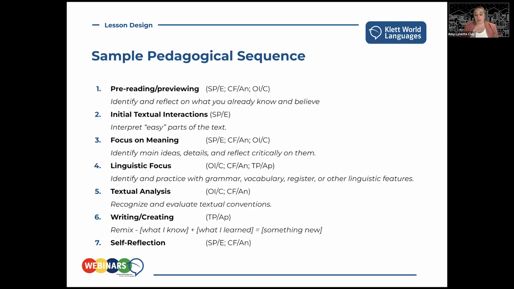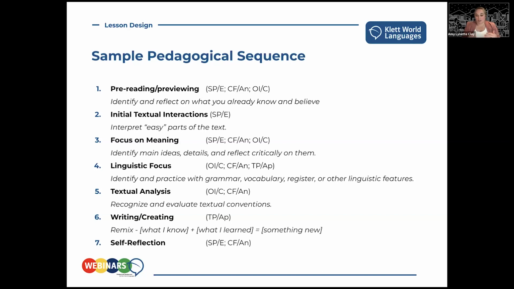If I'm doing this with beginners, again, I'm going to give them options to pick from using familiar language, so that they can use the target language to do those things. All right, so moving on from here, we're going to move to linguistic focus. And here is where we identify and practice with grammar, vocab, register, or other linguistic features that are demonstrated in the text.